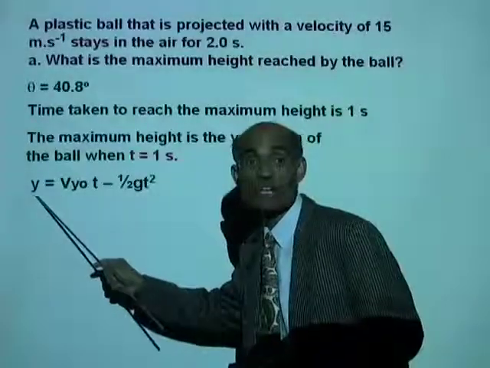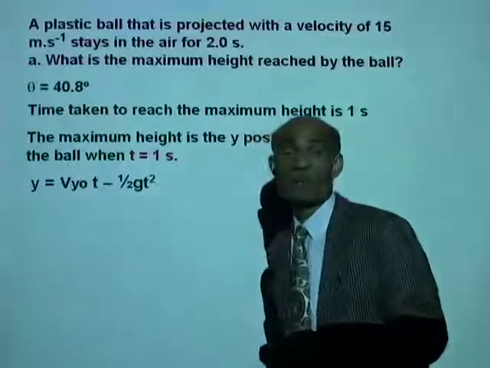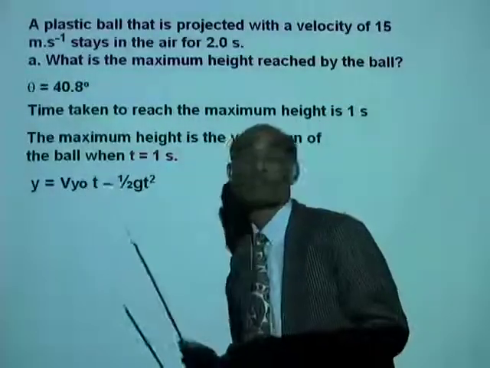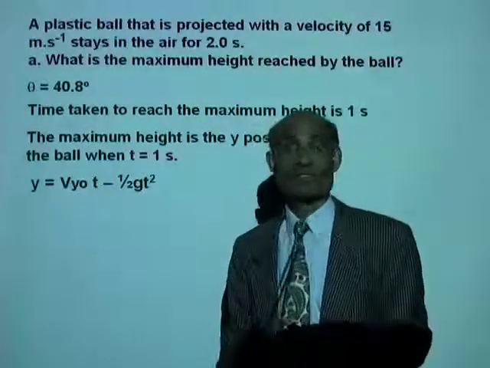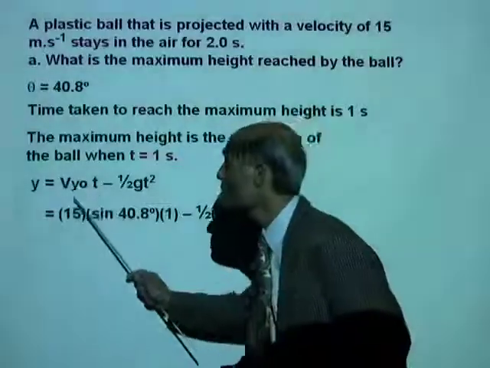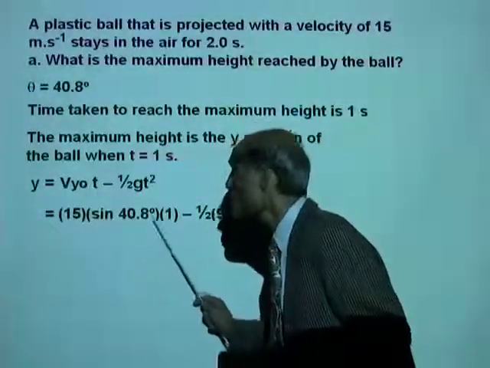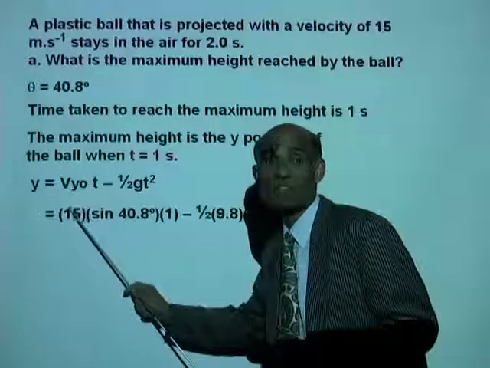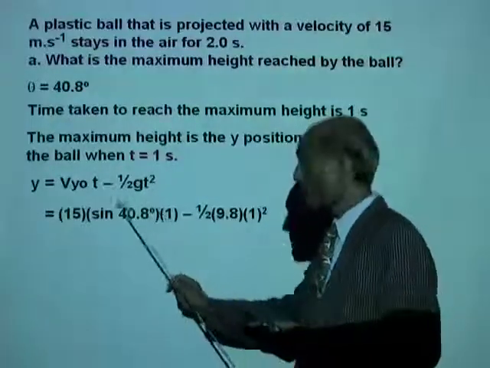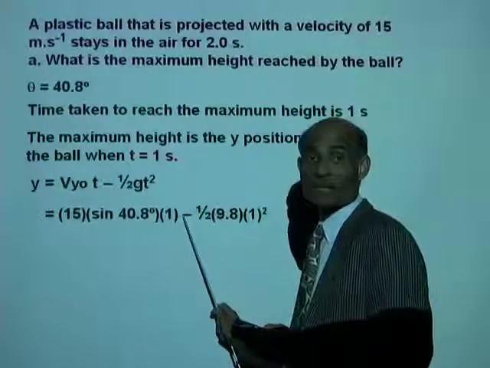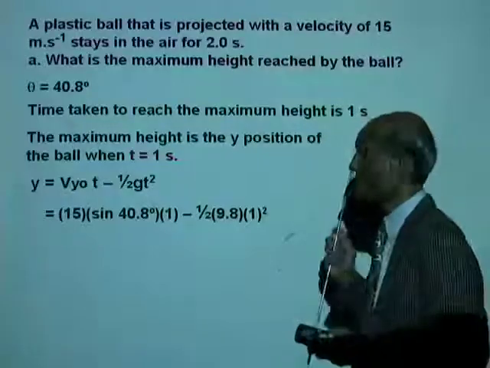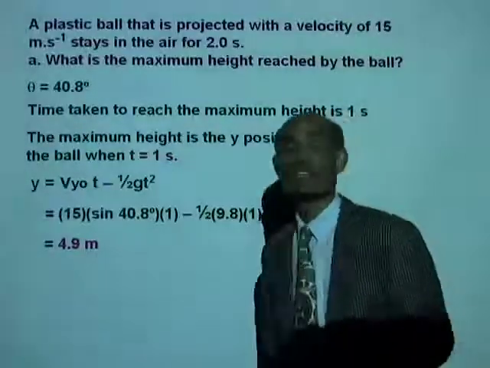And the y position is Vy0t minus 1/2 gt squared. What is Vy0? Initial vertical velocity is V0 sine theta. And we know that V0 is 15, theta is 40.8 degrees. So Vy0 is 15 sine 40.8 degrees multiplied by the time, 1 second, minus 1/2 gt squared. t is 1 second. And that will be 4.9 meters.